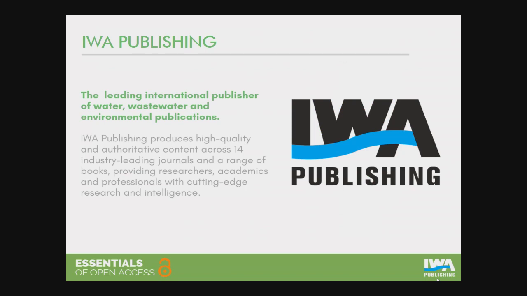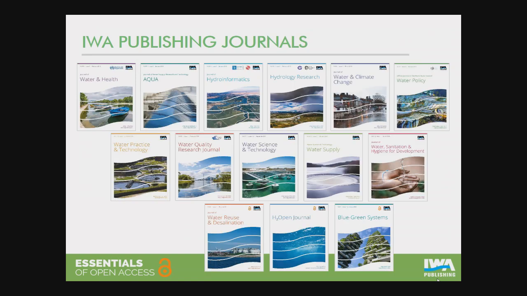Just a little bit to start about IWA Publishing. In case you haven't heard of us, we are the publishing branch of the International Water Association and the leading publisher of water, wastewater, and environmental publications. We publish 14 journals across water, science, technology. You might recognize some of these journal titles. We recently revamped all of our journals earlier this year to have that uniform look. We have 11 hybrid journals, so that means that you can publish open access in them, but they are also traditional subscription journals. And at the bottom, you can see our 3 open access journals, which I'll talk a little bit more about later on in the webinar.